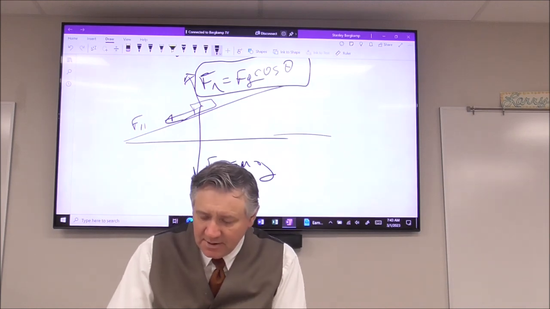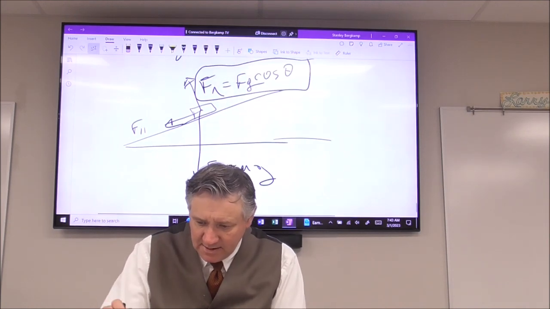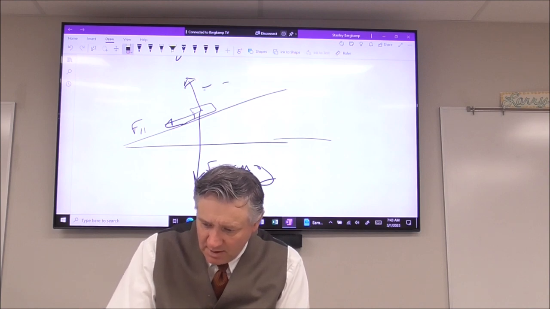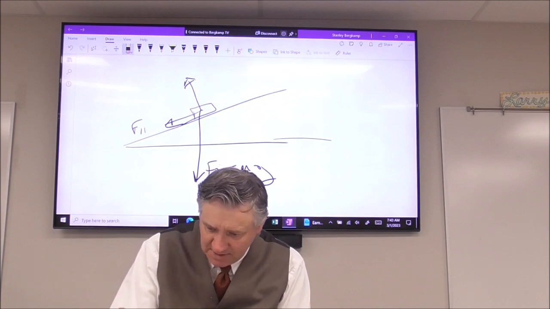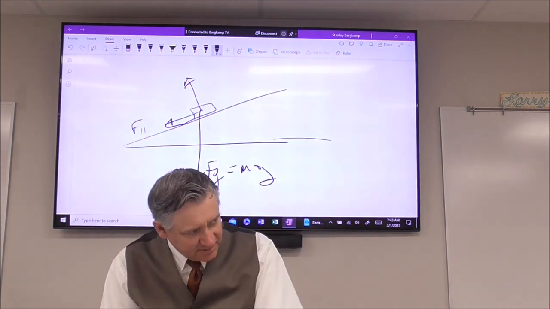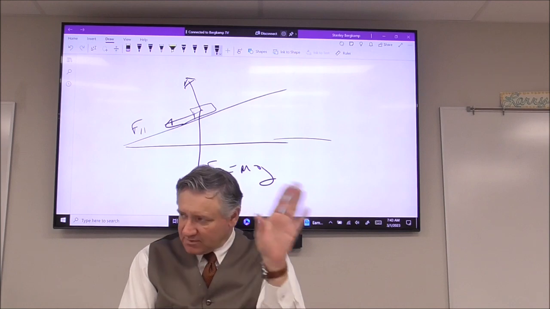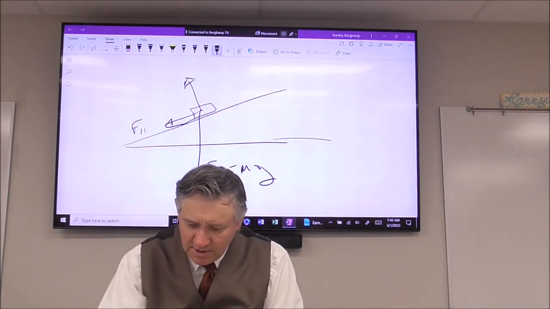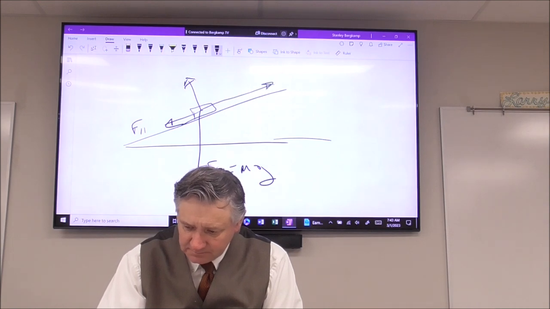Okay, so if you look at what's going to happen when you are pulling that block up the inclined plane, the whole key is that there are two important words on this particular part of the lab: constant velocity. Which means all the forces have to add up to zero in the direction of motion. So you measure some force applied.